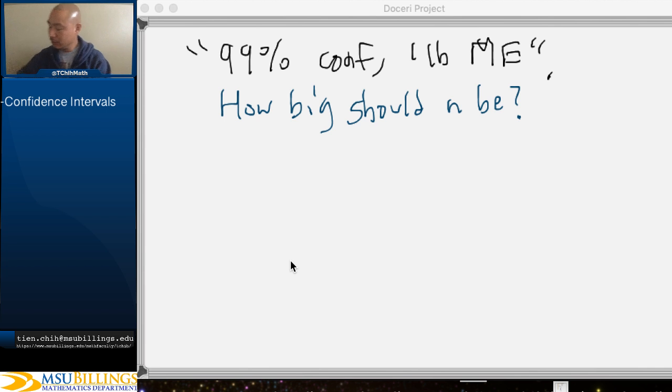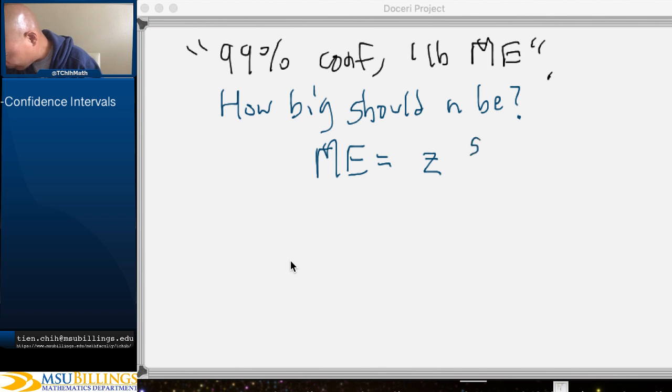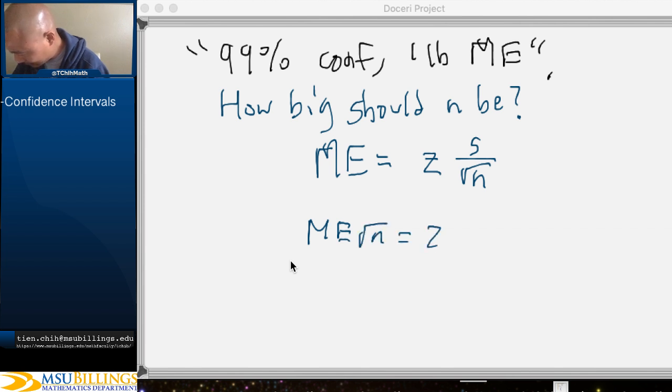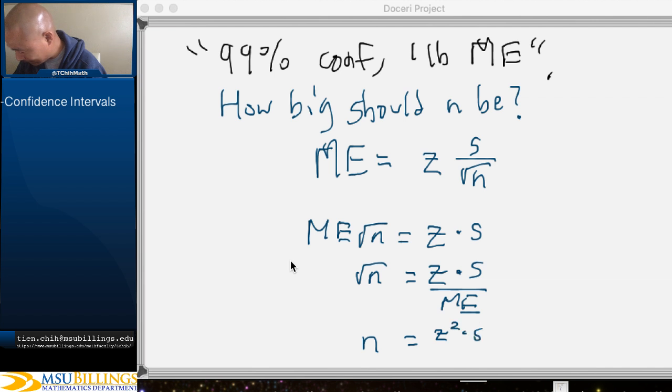All right. Well, what do I know? The margin of error is equal to your z-score times your standard error, which is your s over root n. Right? And what that means is that the margin of error times root n is equal to z times s. And that means root n is equal to z times s over the margin of error, which means that n is equal to z squared times s squared over the margin of error squared.